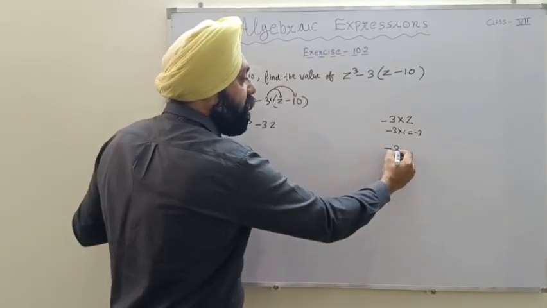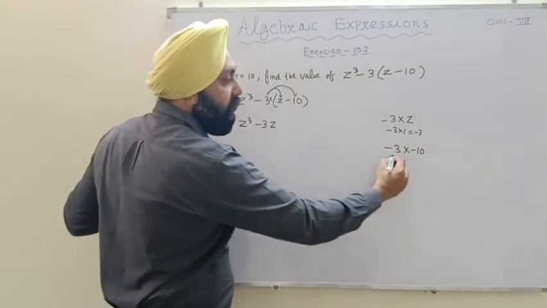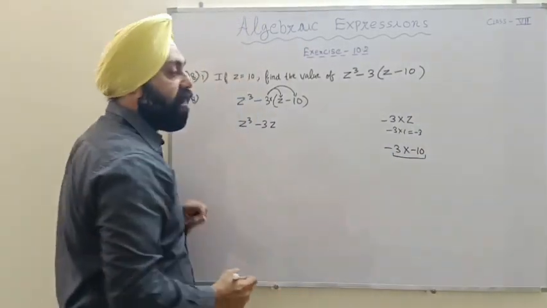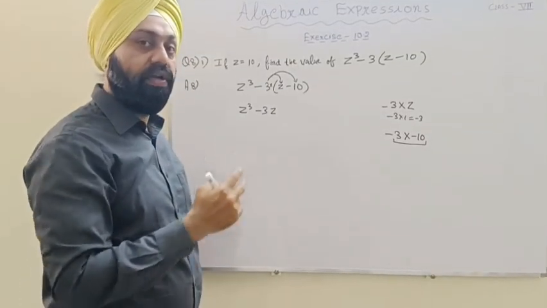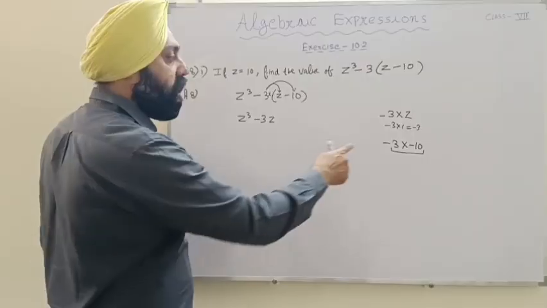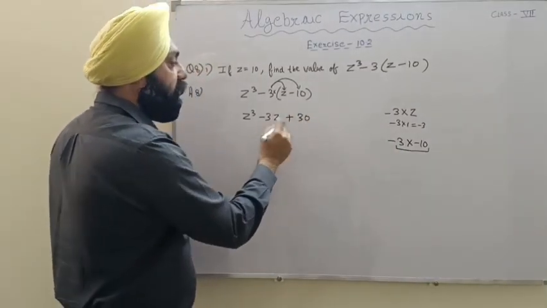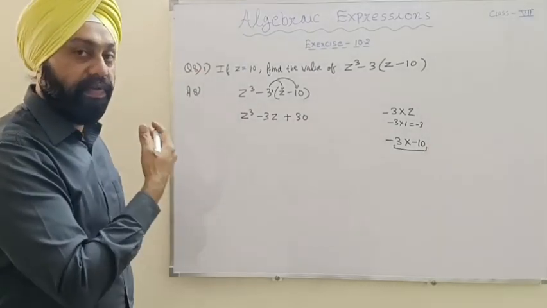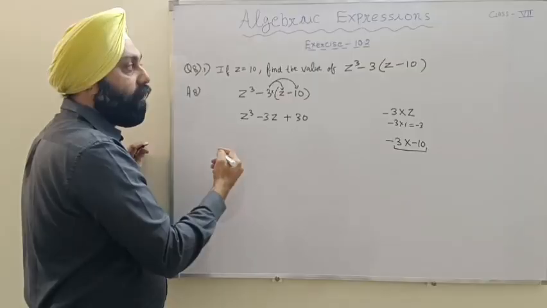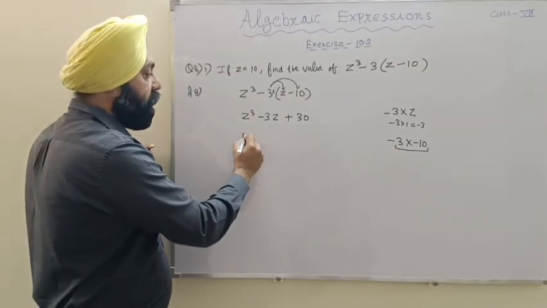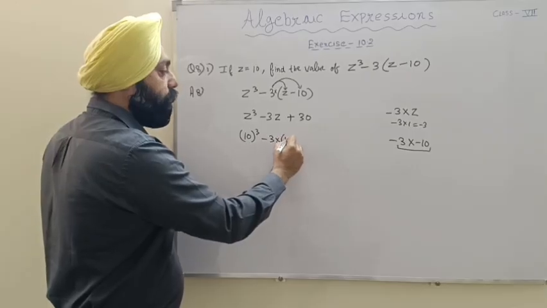Now again we are having minus 3 into minus 10. So as I have told you earlier, whenever two minus signs, negative signs, are there and there is a multiplication sign, we count the number of minus signs. So the count is 2, 2 is even, so the answer will be positive. So it will be plus 30. So again these are all unlike terms, so we cannot simplify them further. So this is the simplified form. Now we will put the value of z in this expression. So it will be 10 raised to the power of 3 minus 3 into 10 plus 30.